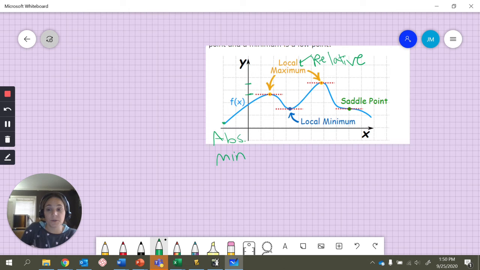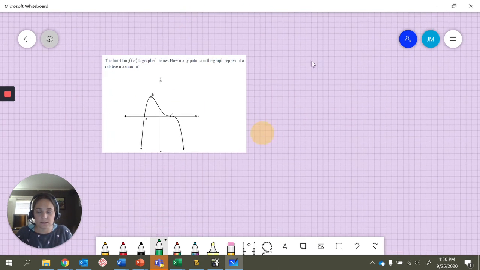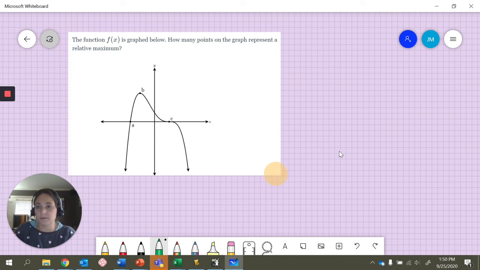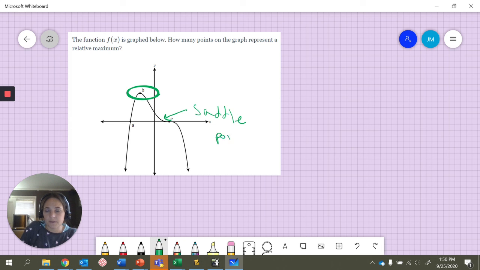So what kind of problems you're going to see on Delta Math today is how many points on the graph are a relative maximum? Okay, so it's literally just that. 1, 2, 3, how many are there? There is just the one, B, that is your local relative maximum. This guy is not, that is a saddle point. Okay, and there you have it. So you'll do a few of those problems to just get an idea of those max and mins.